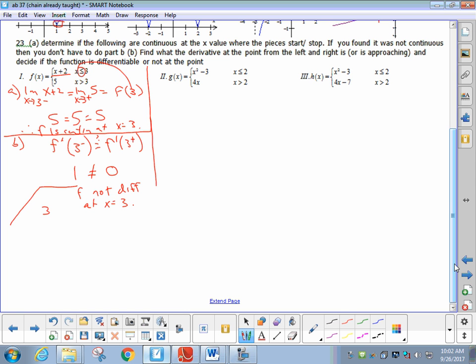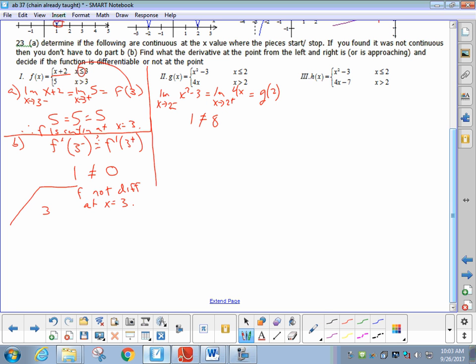How about this guy? The limit as x approaches 2 from the left of x squared minus 3 would be the left-hand branch. Does that equal the limit as x approaches 2 from the right of g, which is the linear function? And does that equal the point g at 2 itself? What's the limit from the left? 2 squared minus 3 is 1, as far as I can tell. What's the limit from the right? 8. And I believe that is not equal.